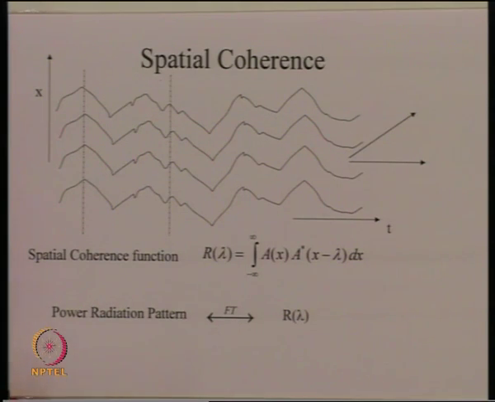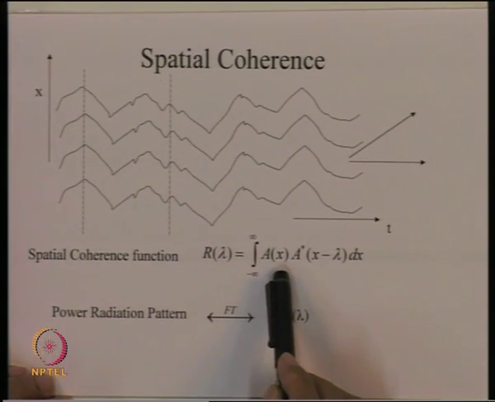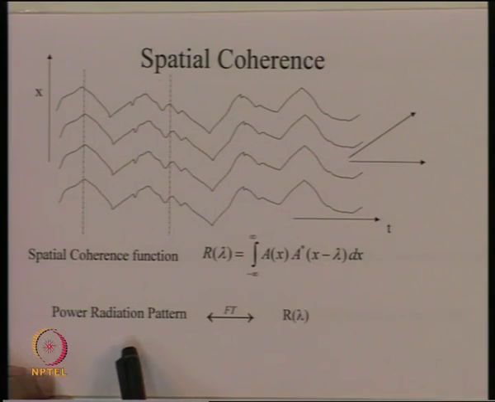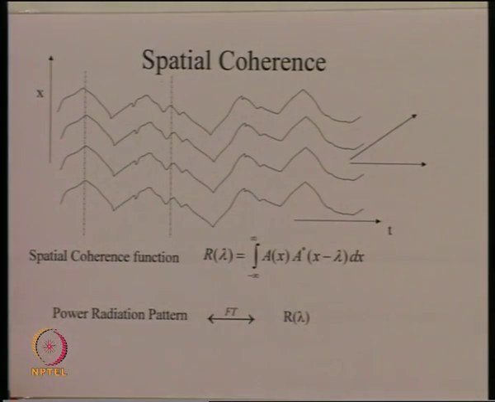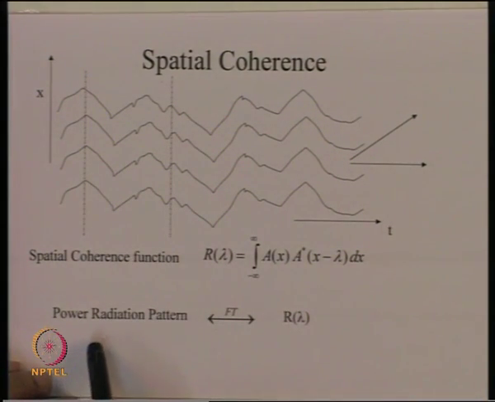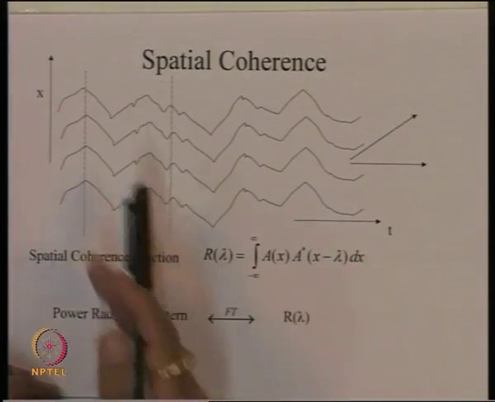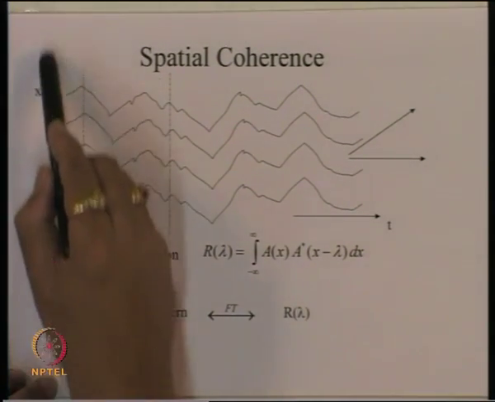So, if I now define the spatial coherence function similar to what we have done as a temporal coherence function, that r of lambda is again integral a of x, a conjugate x minus lambda dx, where lambda now is a separation in the plane perpendicular to the direction of propagation. I will get now a coherence function which will be similar to what we saw for the temporal variation. Only thing in this case, you may have a coherence function which may be 2 dimensional, but let us for simplicity assume that I am just plotting this function as a function of x.